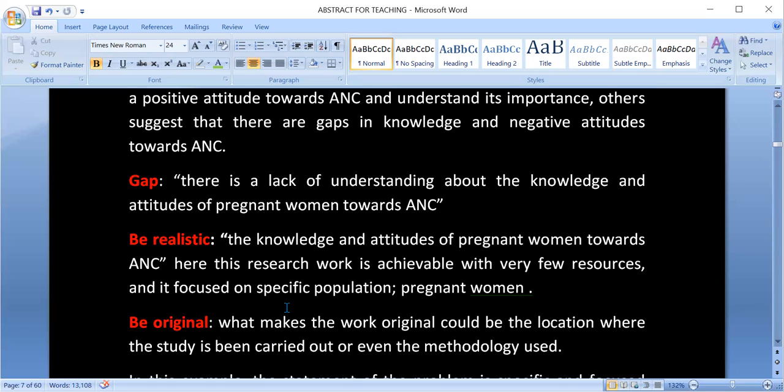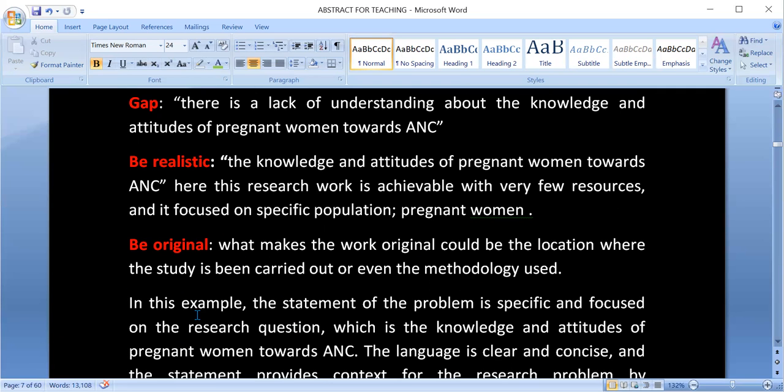And it focused on a specific population. You see, it's realistic. A particular population, women or pregnant women. So you can carry out the research because it's not talking about all the women in the world, but it's talking about women that are pregnant in a particular community, which you can achieve with your resources.